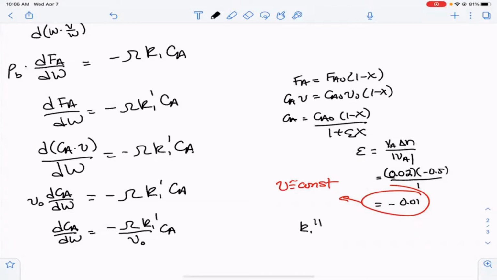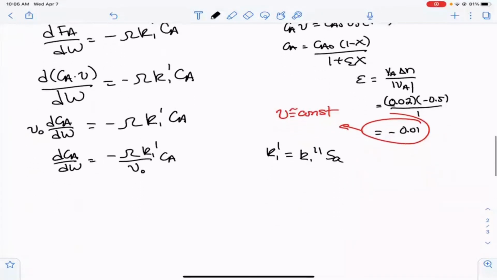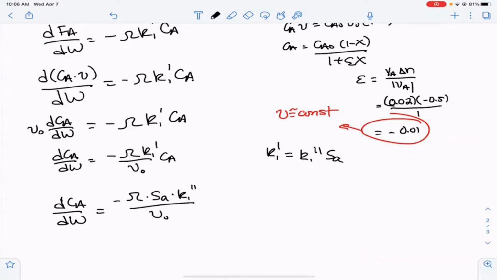They give you this. They don't give you this. And if you remember from what we did in our previous lectures, K1 prime just equals K1 double prime times the surface area, times SA. And so we're going to make that substitution. So we get dCA/dW equals minus the overall effectiveness factor times SA times K1 double prime over V0 times CA.